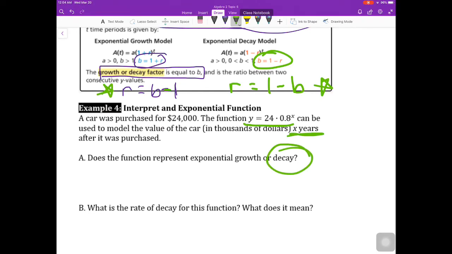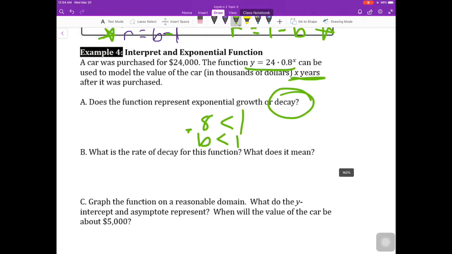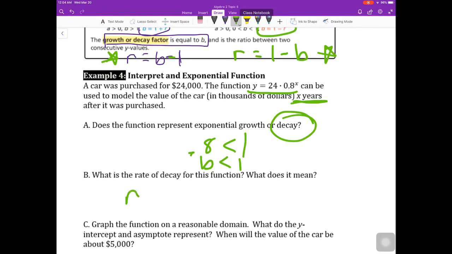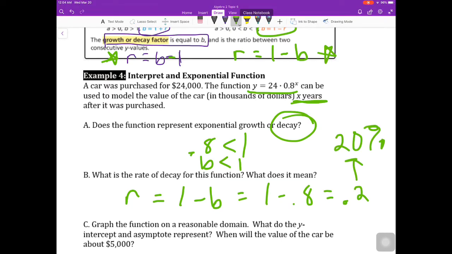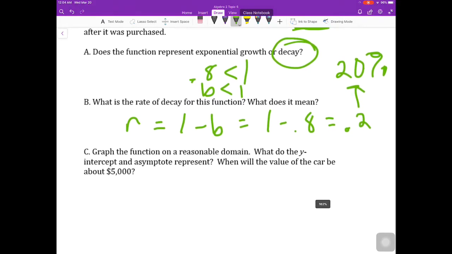In this case, we're looking at decay. And the reason being is that we know that 0.8 is less than 1. So our B is less than 1, so we're looking at decay. Our rate of decay, remember, is 1 minus B, or 1 minus 0.8, which gives us 0.2. Now, if we're going to translate that into a percentage, that's going to be 20% decay, which means that it's going to decrease by 20% each year.